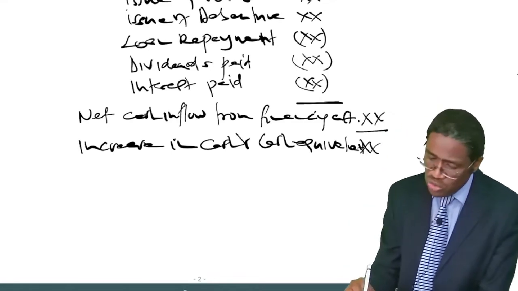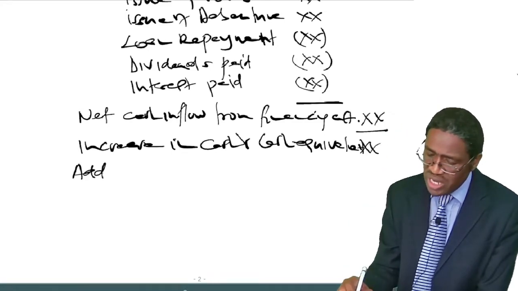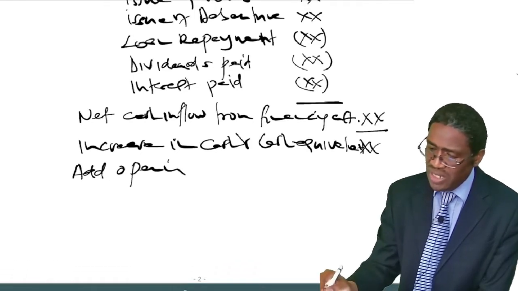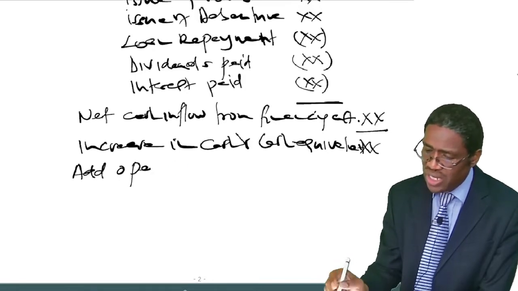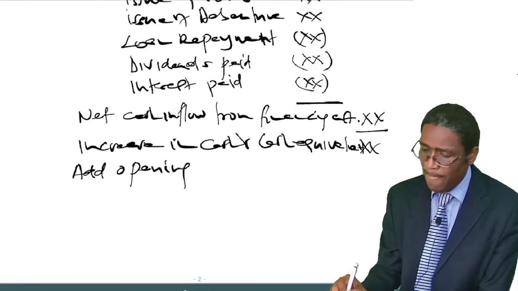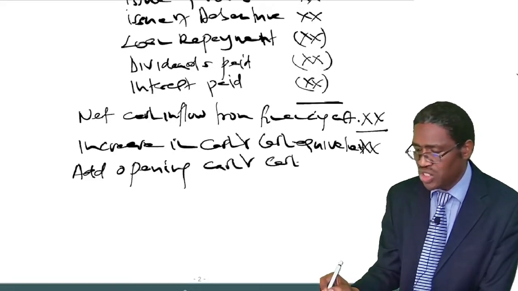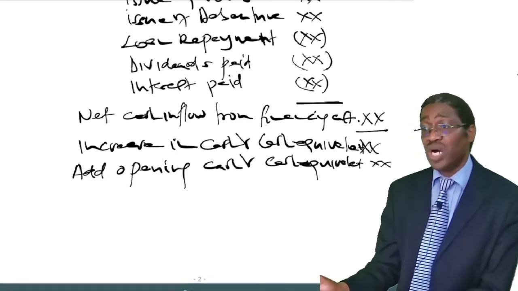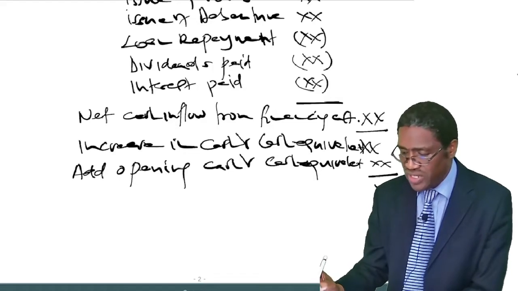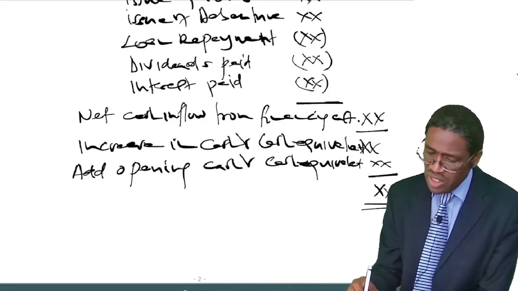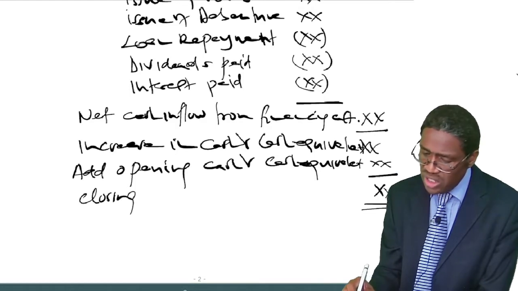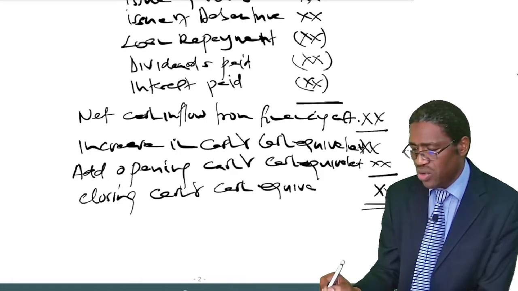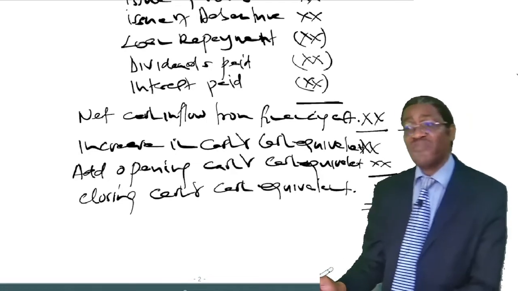Okay? Then I told you, you normally come and add what we call opening cash and cash equivalent. Then you get the total, and that total should be the same as the closing cash and cash equivalent.